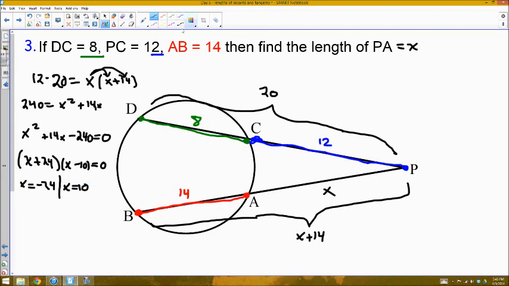Well, now, unfortunately, since this X represented a length, it can't be negative, so I'll reject this answer, which tells me that the length of PA must be 10. Okay. There are several other examples in this packet I'd like you to work on, the solutions to which can be found on the portal.